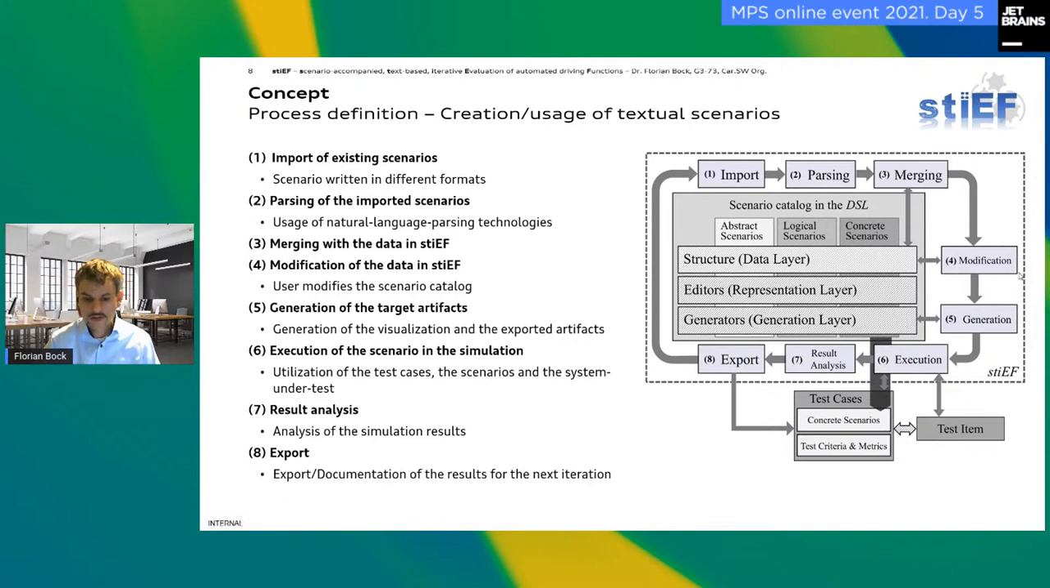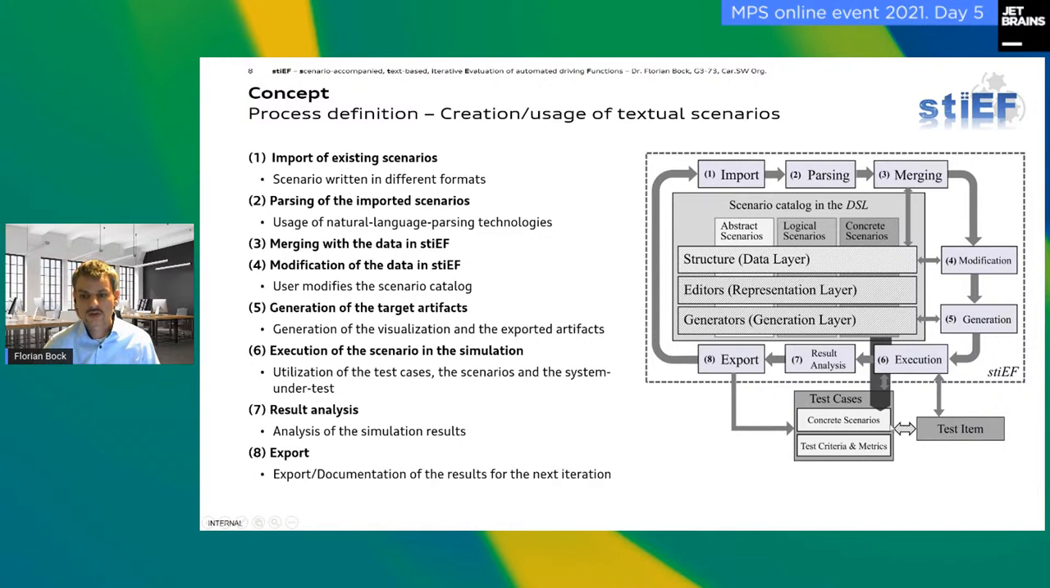He can modify scenarios, he can add scenarios, he can remove some scenarios, whatever. And at a specific point in time where he thinks, okay, now I'm ready, now I can start the generation, he can generate the necessary artifacts for the next development phases, for example the simulation scenario. This simulation scenario can then be put into the simulation. For this, additionally, it is obviously required to also have the system under test, the test item, and also the test cases. The test cases include the concrete scenarios that were generated and the test criteria and metrics.